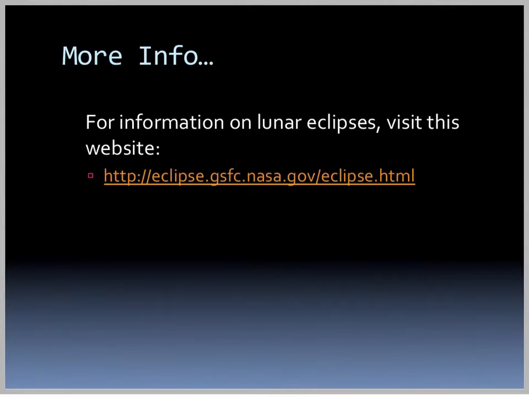For more information about eclipses, visit the website eclipse.gsfc.nasa.gov/eclipse.html. And that concludes Chapter 2.